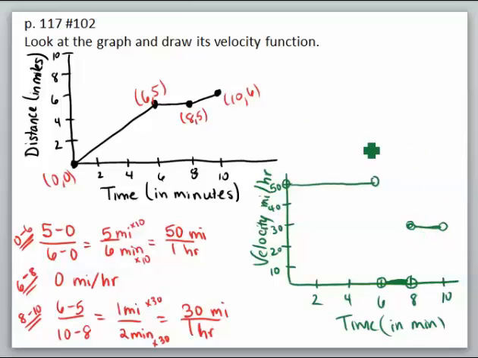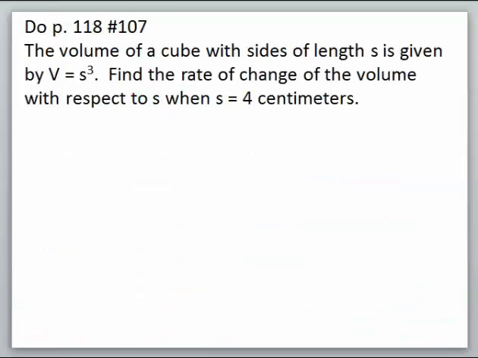Now remember what I said, you can't find the derivatives at corners, endpoints. That's why we have holes here, because those values do not exist on the velocity graph. The last problem in this section says the volume of a cube with sides s is given by V equals s cubed. Find the rate of change of the volume.